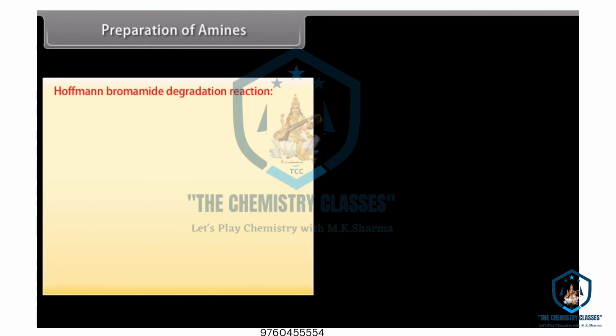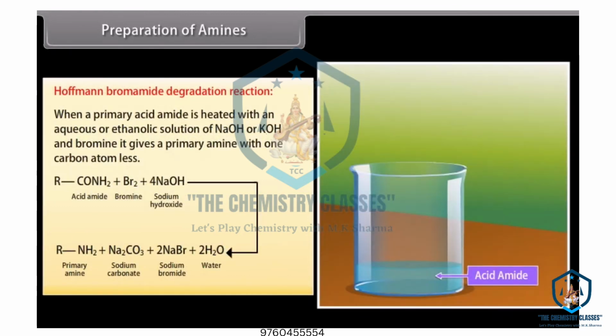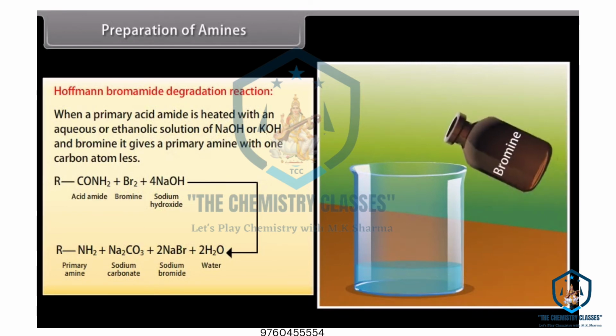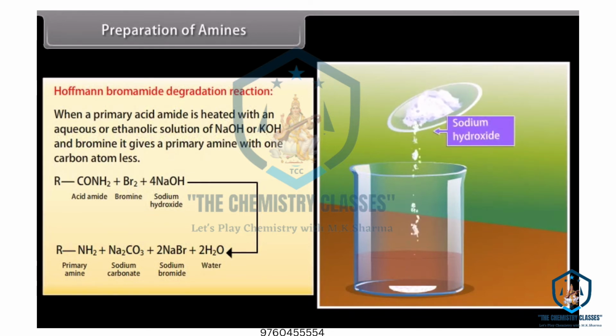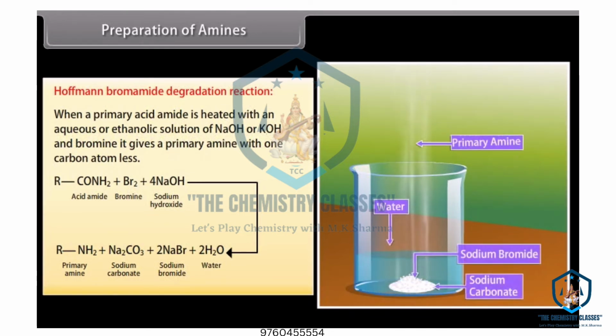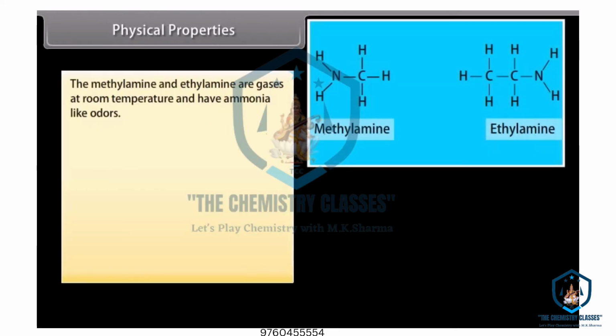Hofmann bromamide degradation reaction. When a primary acid amide is heated with an aqueous or ethanolic solution of NaOH or KOH and bromine, it gives a primary amine with one carbon atom less. Physical properties. Methylamine and ethylamine are gases at room temperature and have ammonia-like odors. Most other amines are liquids and many have odors resembling that of raw fish.